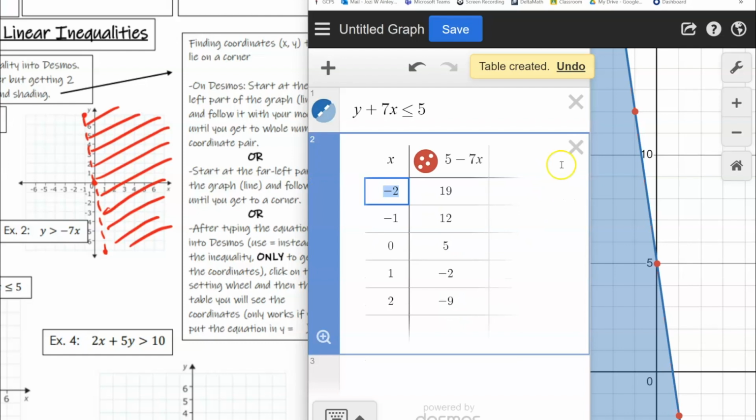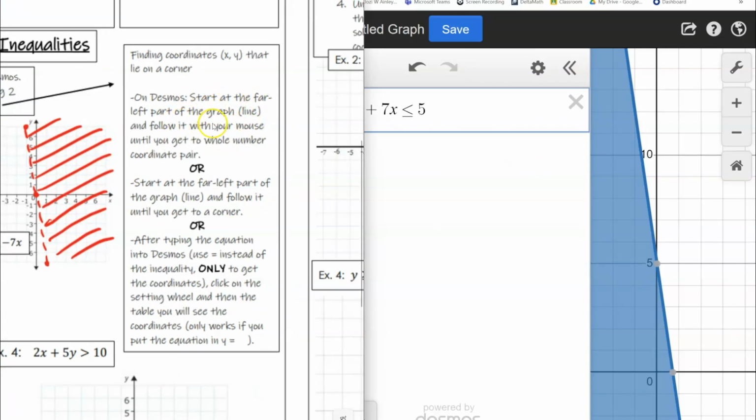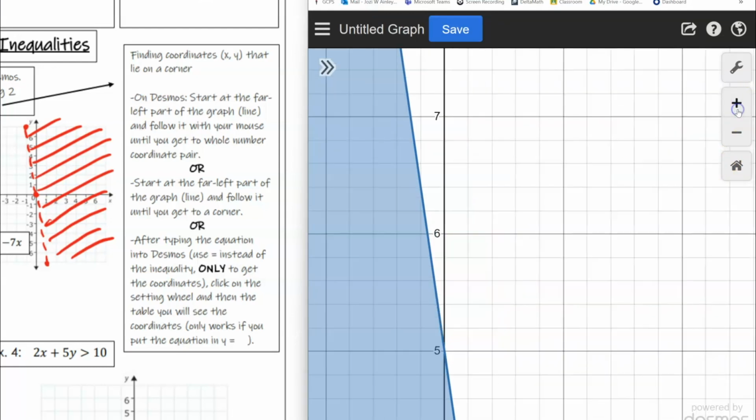But let's say that you're not so comfortable with solving an inequality or solving an equation. What is the other way of doing it? Well, you can start on the left part of the line and follow it with your mouse until you get a nice whole number. Before I do that, I'm going to zoom in. So I'm going to hide this, and then zoom into where it's going up by ones. Right now, it's going up by twos. I need one more. All right, boom. Now it's going up by 1.